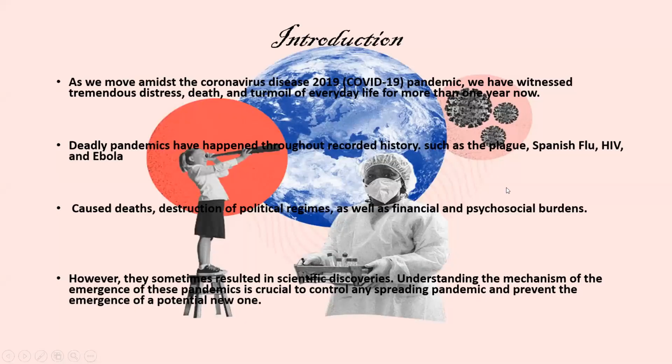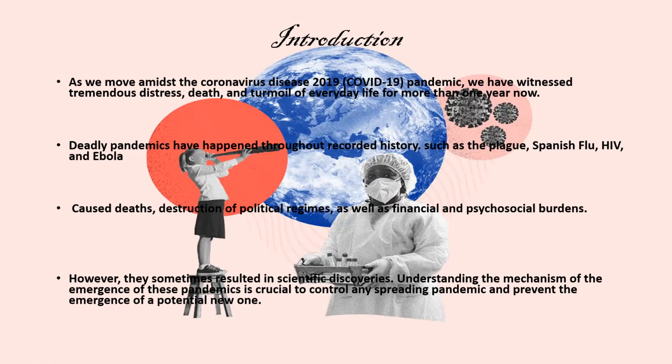So, first things first, as we have moved amidst the coronavirus disease that happened in the year 2019, we have witnessed tremendous distress, death, and turmoil every day in our lives for more than a year. Deadly pandemics have happened throughout recorded history. So it wasn't Corona that started it all off, but we had the plague, the Spanish flu, HIV, and Ebola. Of course, all of these different pandemics have resulted in deaths, destruction of political regimes, as well as financial, psychological, and psychosocial burdens.